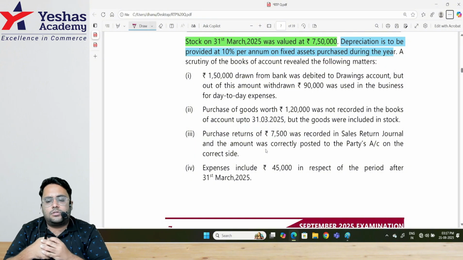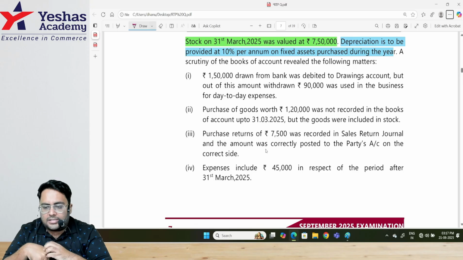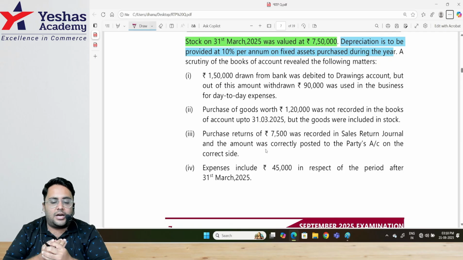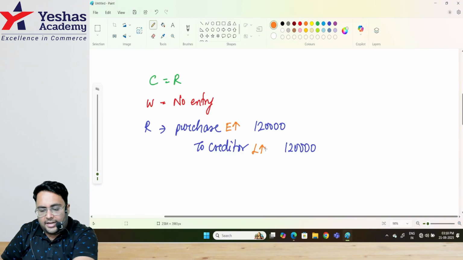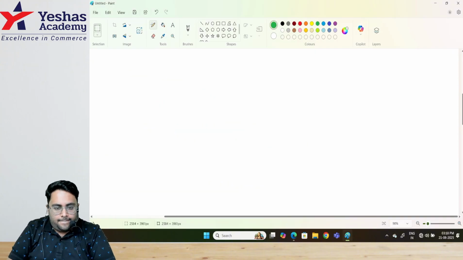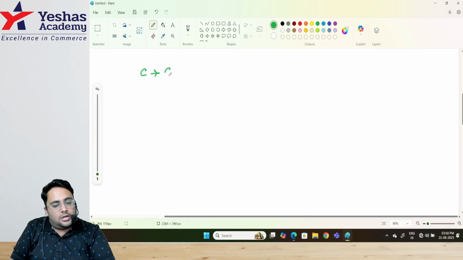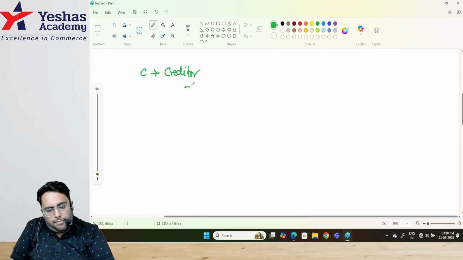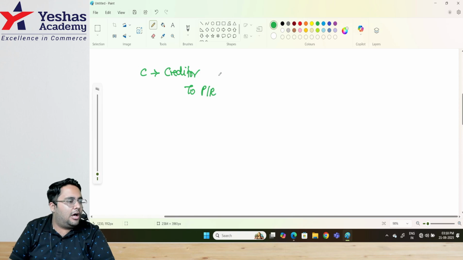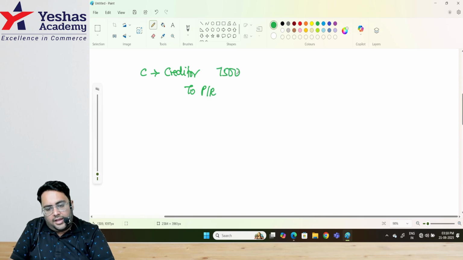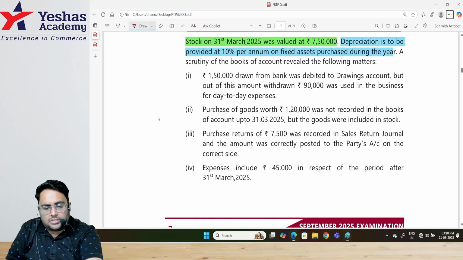Purchase returns of 7,500 was wrongly recorded in sales return journal and the amount was correctly posted to the party account on correct side. Can you tell me what the transaction is talking about? Purchase return, but it was wrongly recorded in sales return. So what is your correct entry? Creditor account debit to purchase return. How much? 7,500.